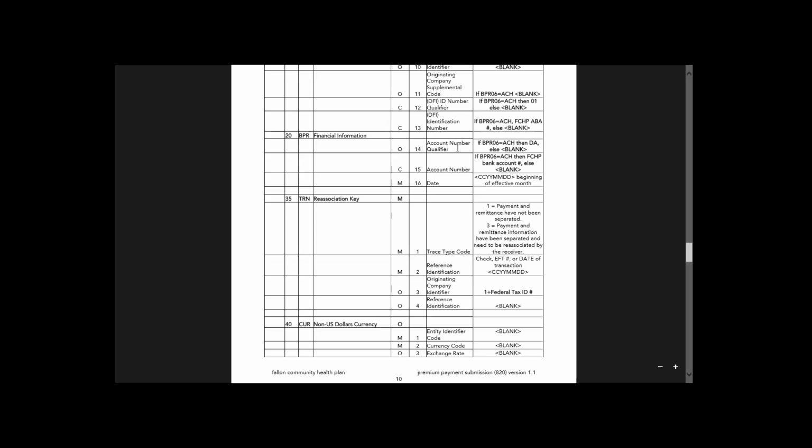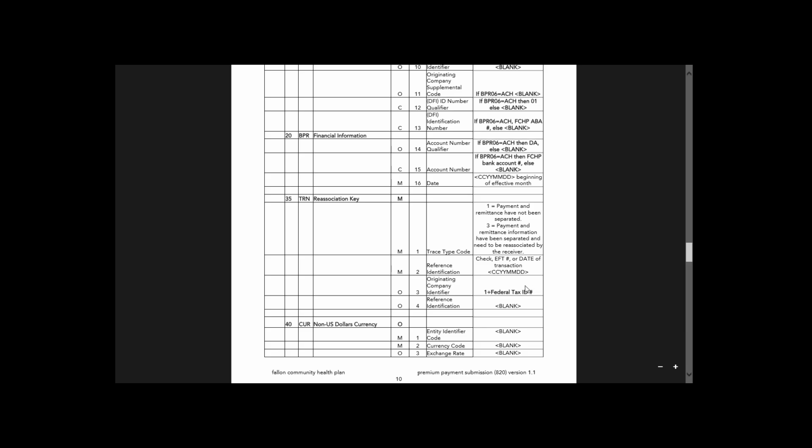You see the difference? This is what I was explaining. If it was the implementation guide, it would have given the values, okay, you could have 1 for ACH, 2 for this, 3 for that, something like that. But here they are saying this has to be satisfied. The BPR06 field has to have ACH, and then you need to provide the bank account detail in the corresponding field. Then over here, originating company identifier, they are saying 1 plus federal tax ID.